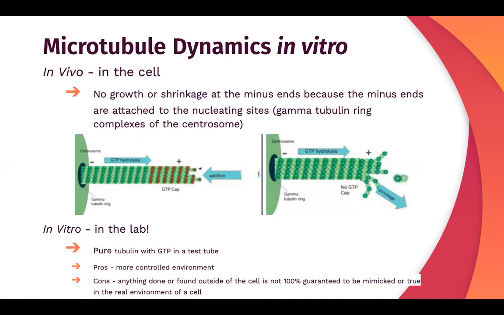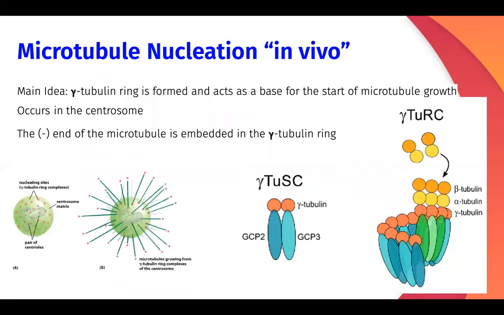And the pro is that this is a controlled environment where we can look at microtubules and what they're doing, and we can throw whatever we want in there to really control the different parts of the experiment. But our cons are obviously, if we do it in a petri dish, we don't know if it's actually going to work in a living cell. So we're going to go through some of the experiments.